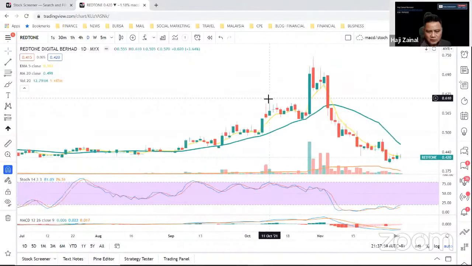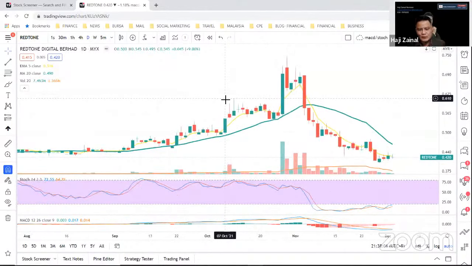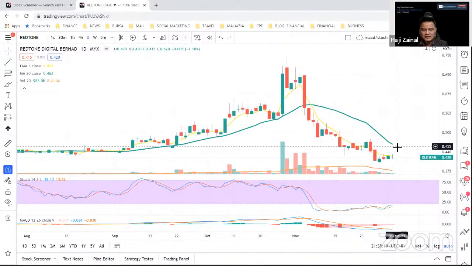So when in a downtrend, what are we looking for? We are looking for trend reversal. There are three ways we calculate trend reversal. One is when the price crosses above the 20 days moving average. That is not happening yet.